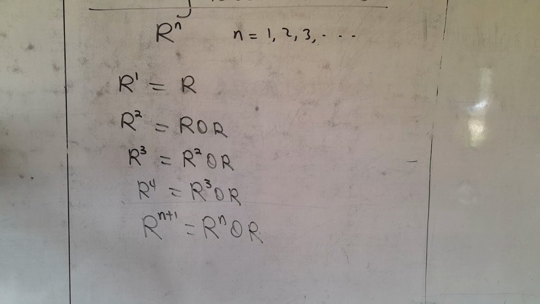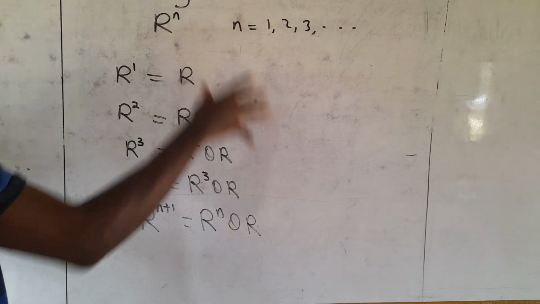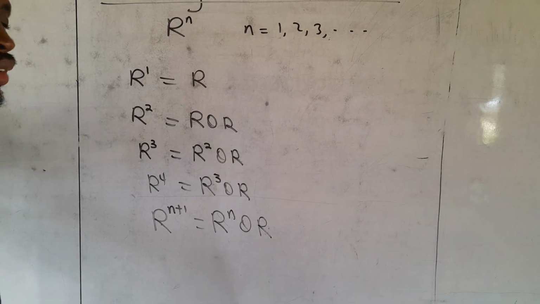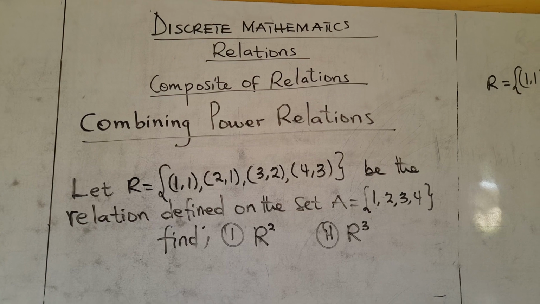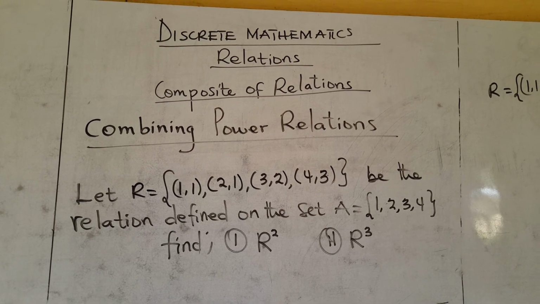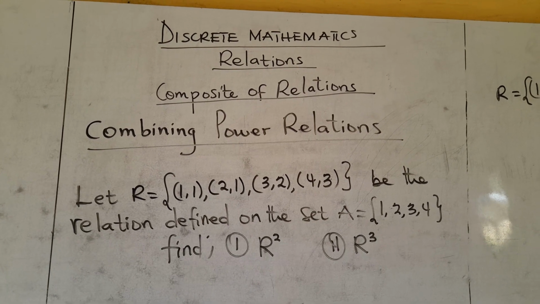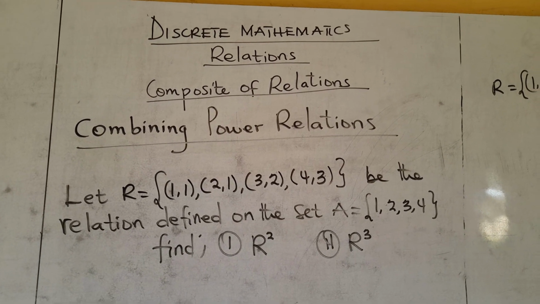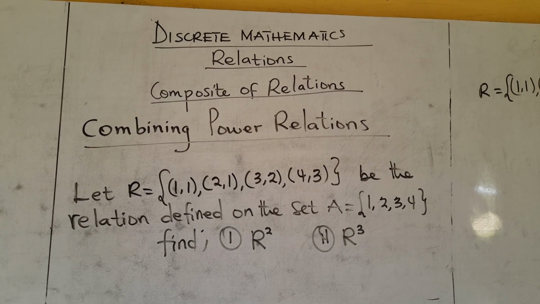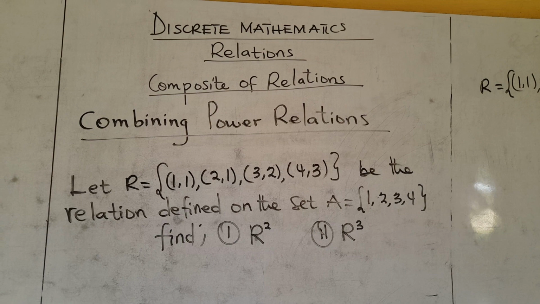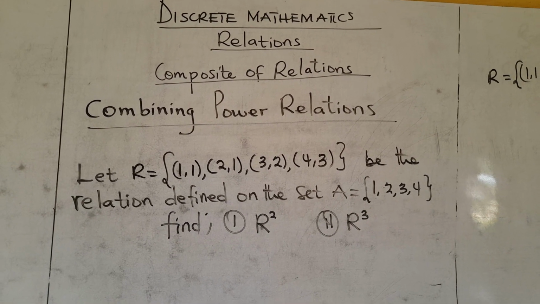Now we take some sample questions and see how you can combine the composite relation of power relations. So let's look at a question on this. Let R equal the set with the ordered pairs (1,1), (2,1), (3,2), (4,3) be the relation defined on the set A equal to the members 1, 2, 3, 4. We should find R exponent 2 and R exponent 3. So how do we do that?